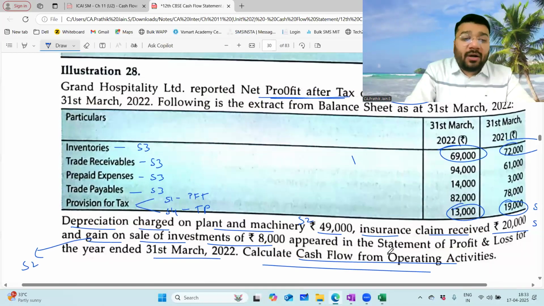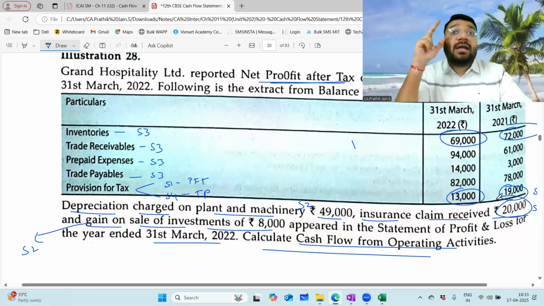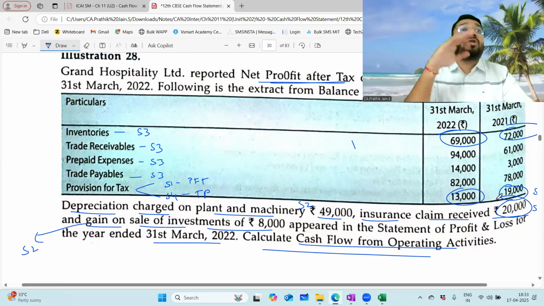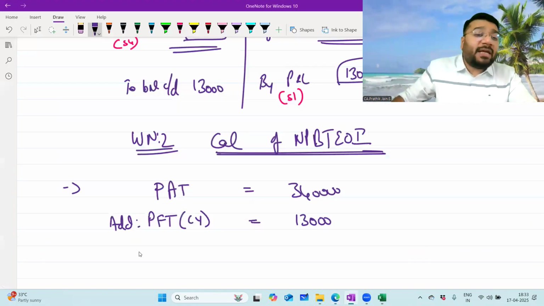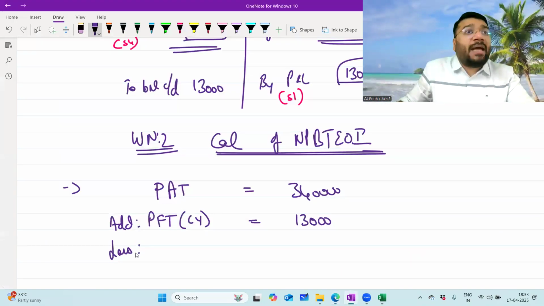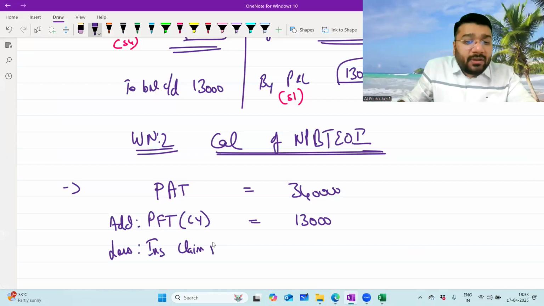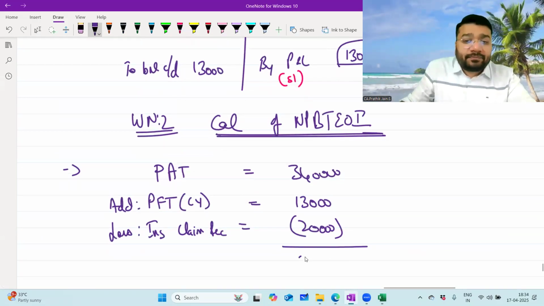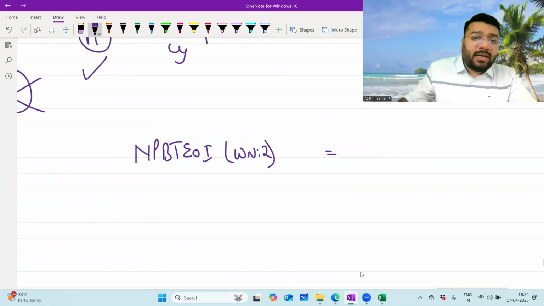We have one extraordinary item, 20,000 rupees. This is money received. It is a gain, so it is included in net profit. But we have to reverse it, because we want net profit before extraordinary item. Whatever the extraordinary item impact is, we need to reverse it. An income item earlier added, to cancel it I have to subtract. Insurance claim received, 20,000 less. Any other extraordinary item? No. So my profit before tax and extraordinary item is 3,33,000.